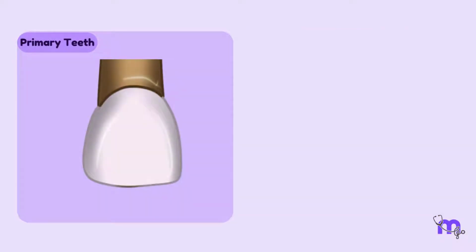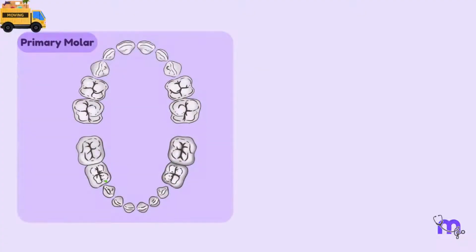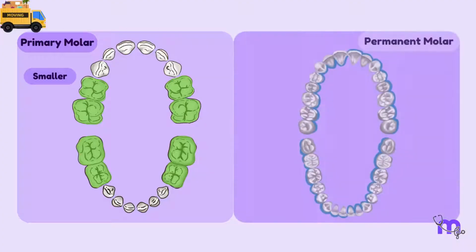All the primary teeth had a marked cervical constriction at the neck of the crowns, whereas the cervical end of permanent teeth were broader. Now she moved further posteriorly to the primary molars. The first molar in primary dentition was smaller in dimension when compared to the second molar, unlike the permanent ones, where the first was larger than the second.